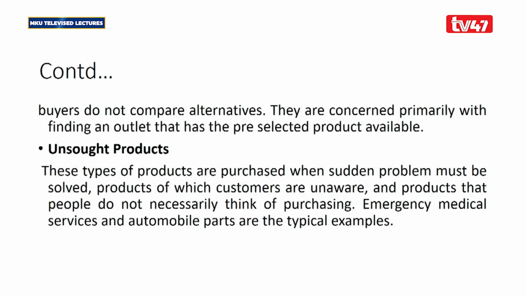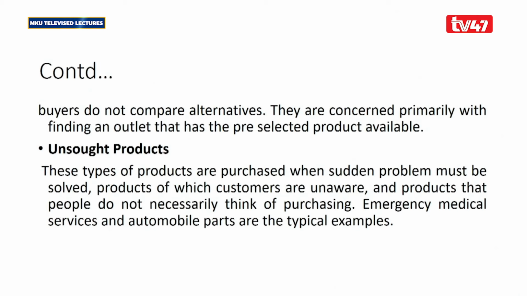The other type of consumer product is the unsought product, and you find that these are just products that different consumers don't plan earlier in advance to purchase, and they usually purchase these products whenever a problem that requires you to purchase that product arises. For example, the medicine, the painkillers, it's not something that you plan earlier in advance. It's not something that you just purchase anyhow. You tend to purchase it when you have a problem that needs to be solved using the painkillers.